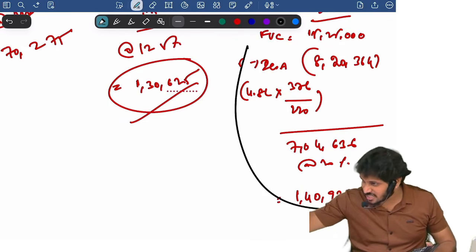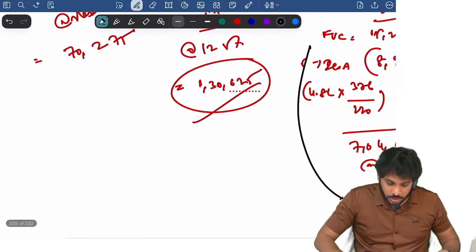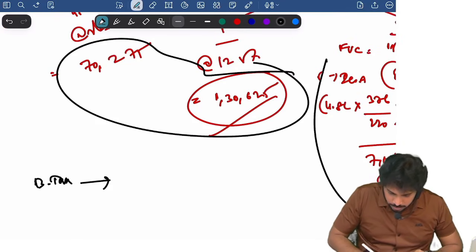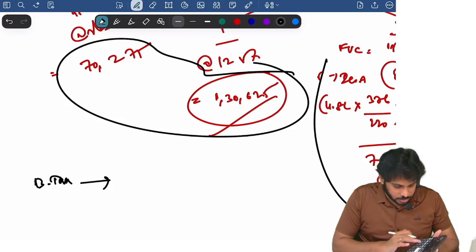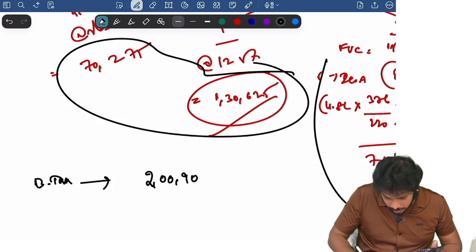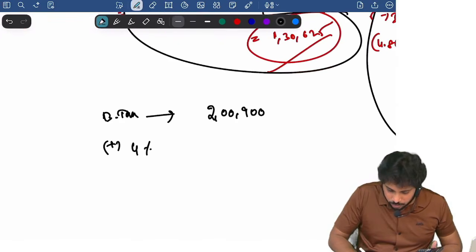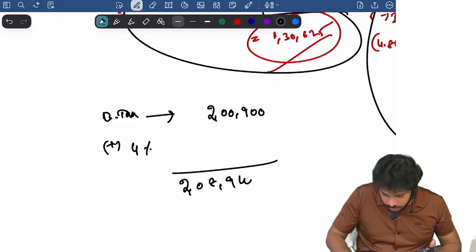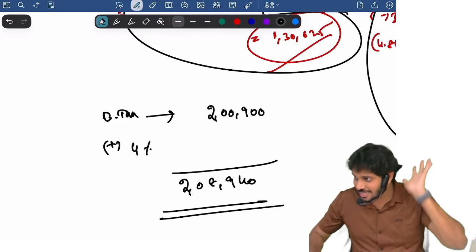The indexation option is first because, at 20% tax rate, indexation is there, but there is no benefit for the assessee because of that. So this is the tax. So total basic tax: 1,30,625 plus 70,275 is equal to 2,00,900. What is the total income? So no rebate. Directly plus 4%, no surcharge. Correct? 2,08,940, nearest 10 rupee. That's the tax liability under default tax regime.